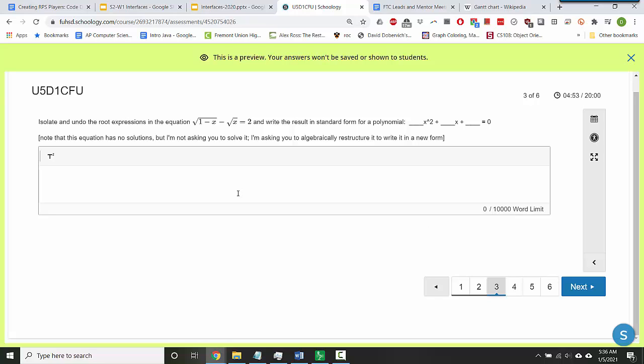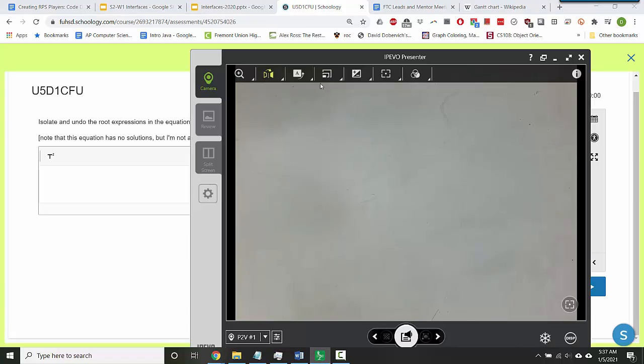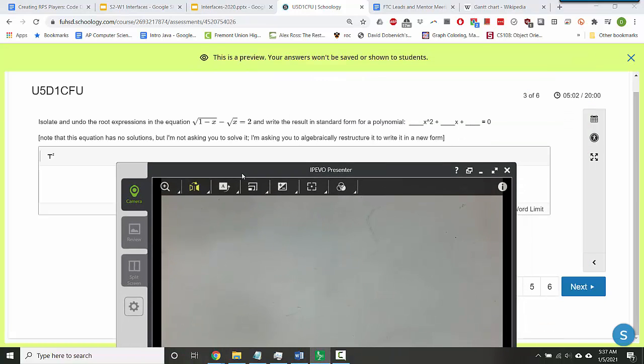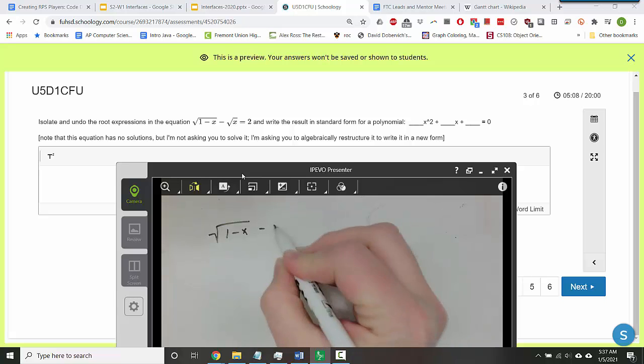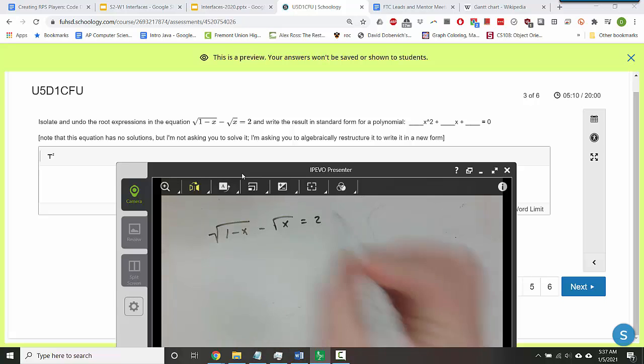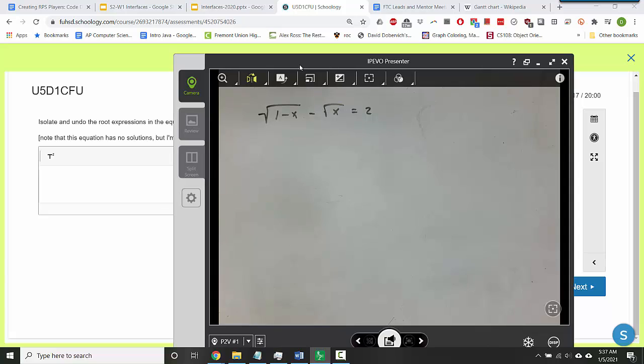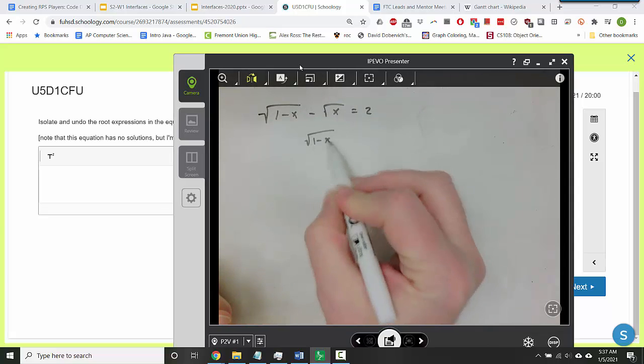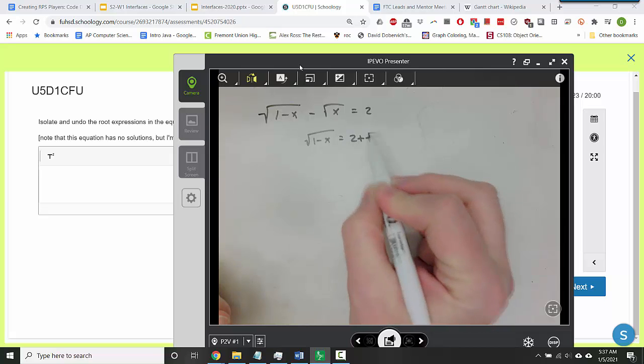What's next? So isolate and undo. So this is a two-step isolate and undo, similar to what we did in class. Let me write down the problem and then we'll do it. So here we've got root of 1 minus x, minus root x, equals 2. So first I want to move one of these to the other side so I can then square both sides. So I'm going to move that one. So that's 2 plus root x.